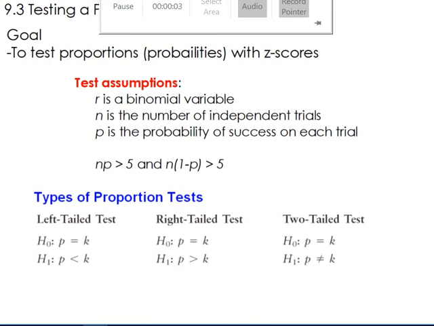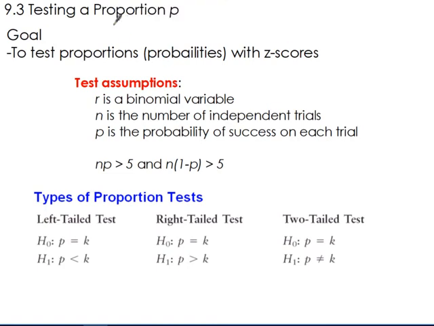Okay, 9.3 is testing proportions. Now, again, whenever you see proportions, that's really just code for probability. So we're testing some population probability. Some test assumptions that you need to remember from before.